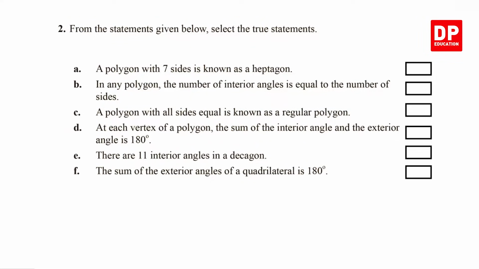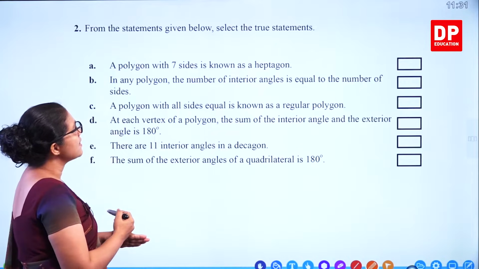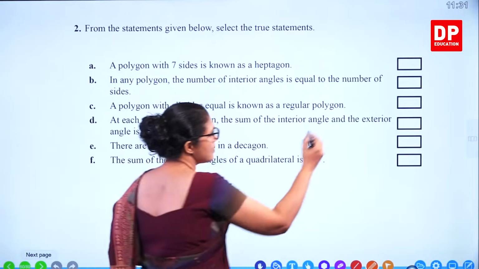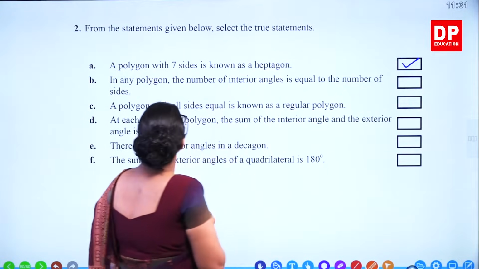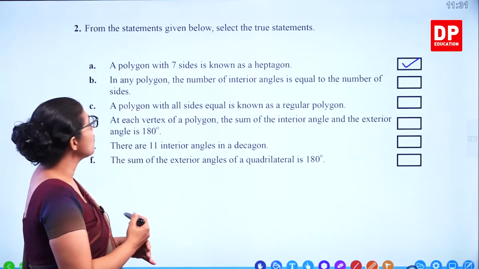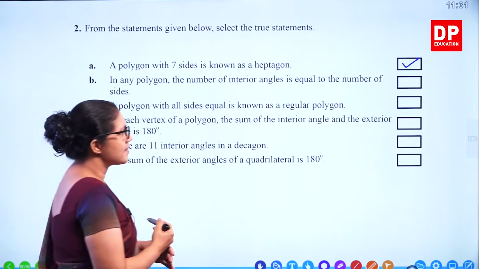From the statements given below, select the true statements. A polygon with 7 sides is known as a heptagon. Yes, that's true. In any polygon, the number of interior angles is equal to the number of sides. Yes, that's true.